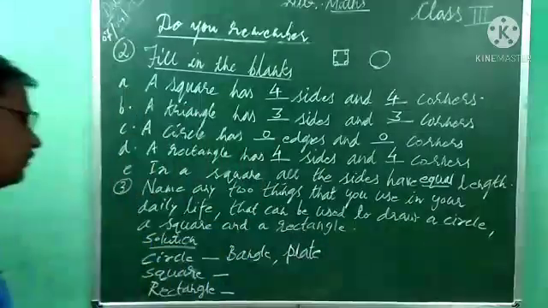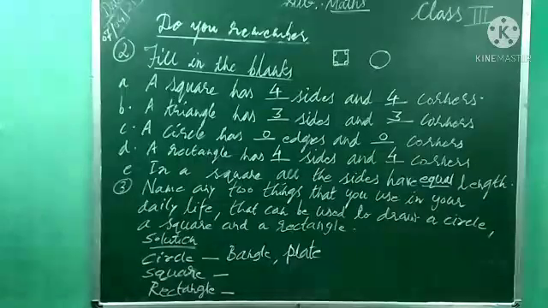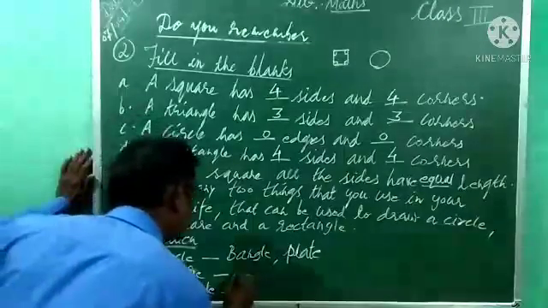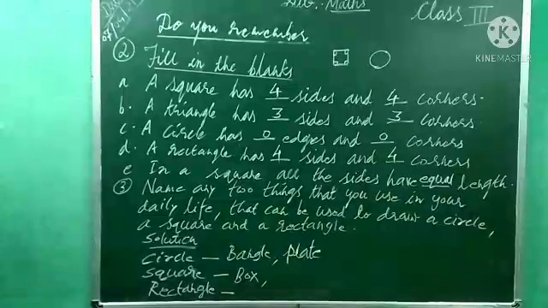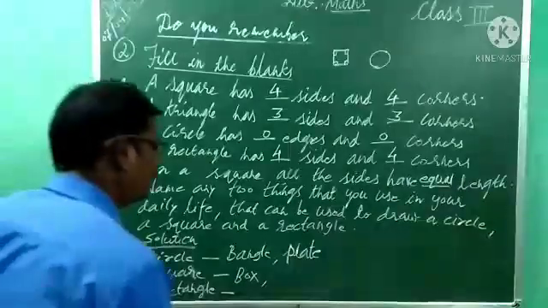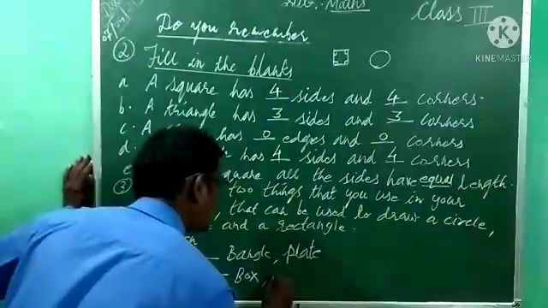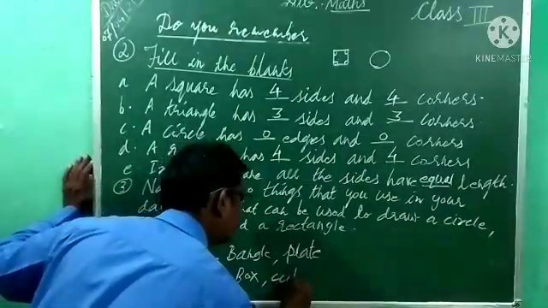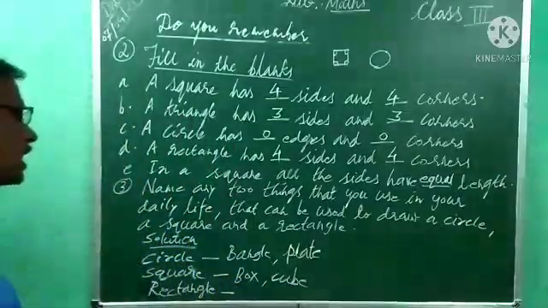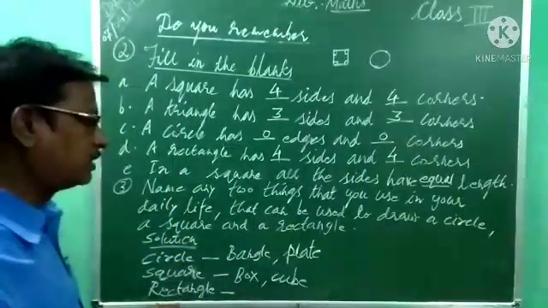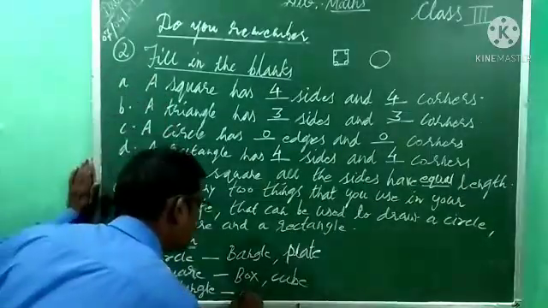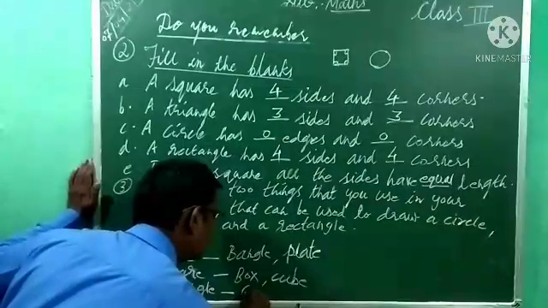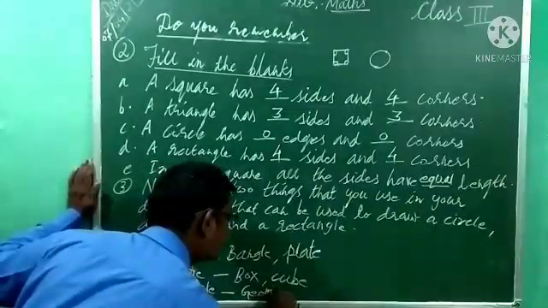Okay. Now tell me, for drawing square, what do we have to use? For square, you can use box, isn't it? We can use box. Again one thing. Box again. Ludo, or otherwise we can say cube. Cube also we can use for drawing what? Square. And for making rectangle, you can use geometry box, ruler, many things are there. Geometry box, we can say that one.